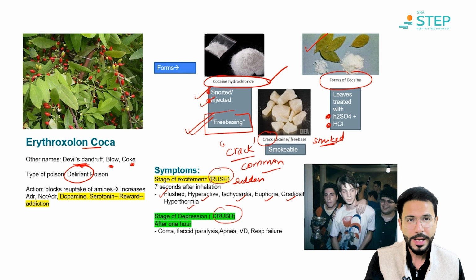And a person, as soon as they take cocaine, there is a phase of depression right after 1 hour, which is known as a crush. So the person crashes immediately and goes into coma, flaccid paralysis, apnea, ventricular dysrhythmia, and respiratory failure. So this is how an overdose of cocaine can kill somebody, with respiratory failure or ventricular dysrhythmia.